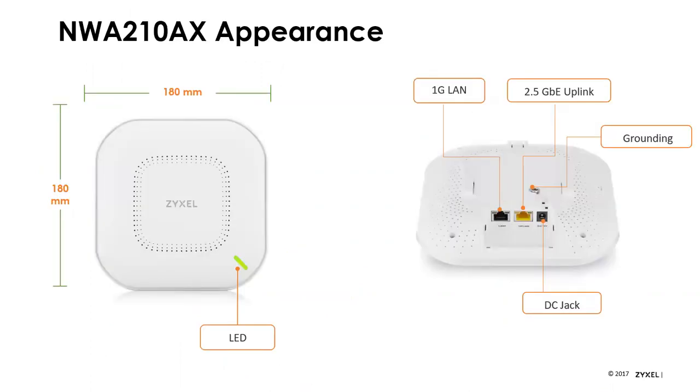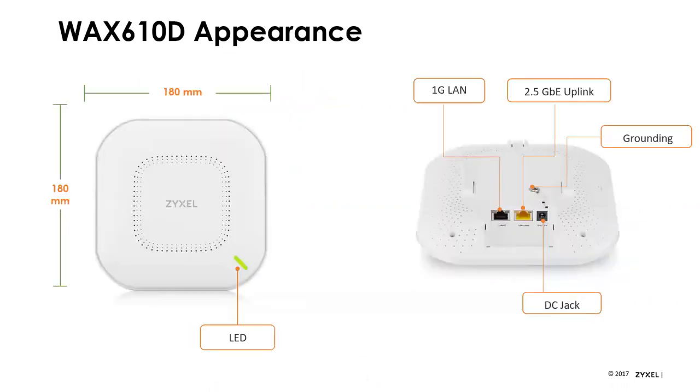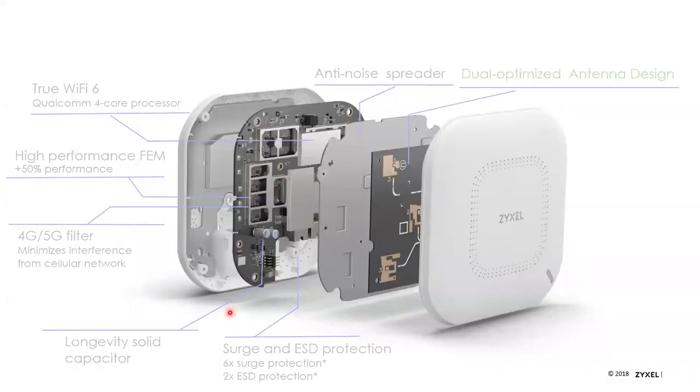So you see here similar design to our other business APs. And then we've got the WAX610D. Same Wi-Fi configuration here, 4x4 on the 5 gigahertz, 2 spatial streams on the 2.4, but this adds the dual optimized antenna and takes us up to NebulaFlex Pro instead of NebulaFlex. And again, all of these are using that same RF design and hardening that we do on all of our business class APs.